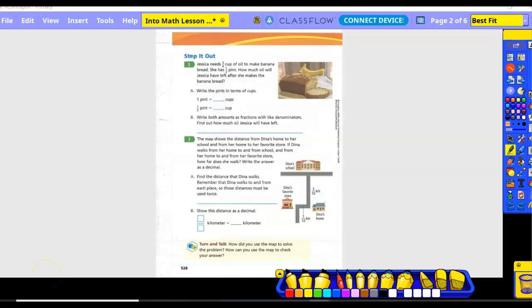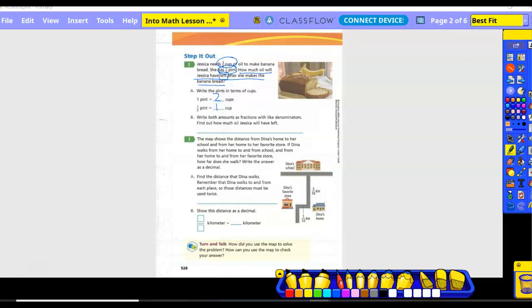Step it out. Number 2. Jessica needs 3/4 cup of oil to make banana bread. She has half a pint. How much oil will Jessica have left after she makes the banana bread? What word would be in our box for our keyword? Left. Okay. So how many cups are in a pint? Think of your Gallon G. How many little Cs are in a P? 2, right? So 2 cups are in a pint. So half a pint would be how much of a cup? 1 cup, right?